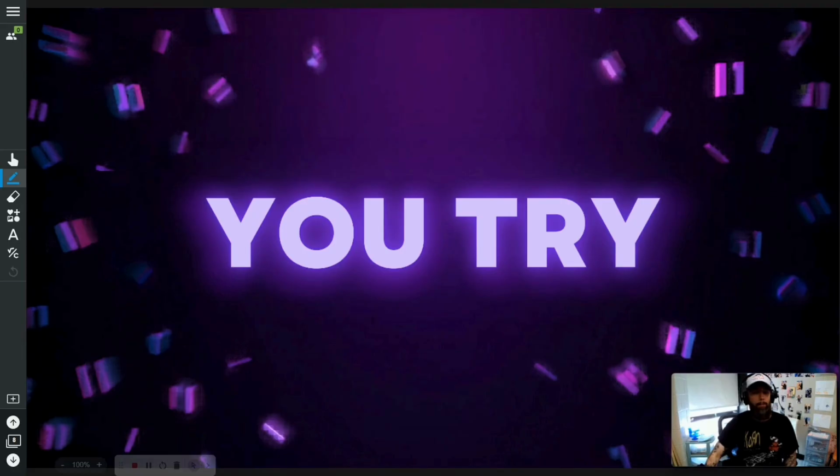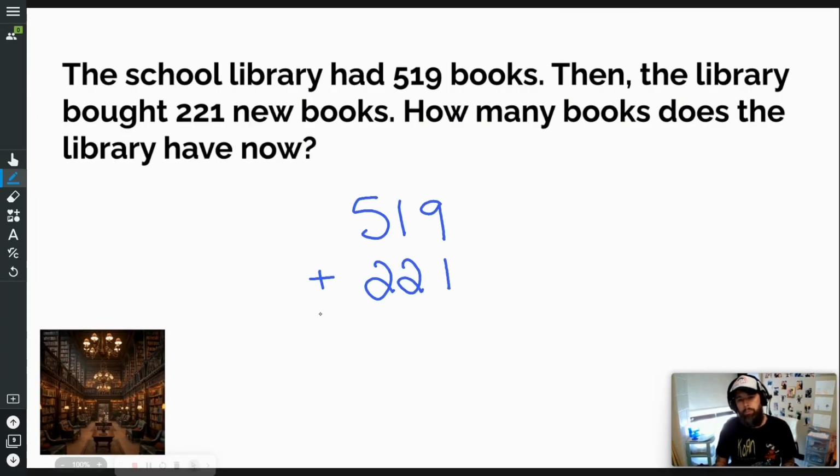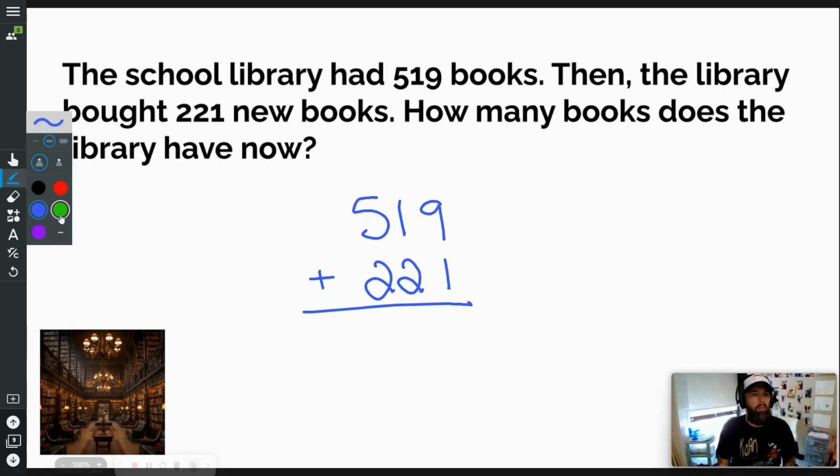All right. Welcome back. The school library has 519 books. Then the library bought 221 new books. How many books does the library have now? So they already had 519. They got 221 more. We're going to add those numbers together. So set it up. 519 plus 221. And let's add these up like we always do.